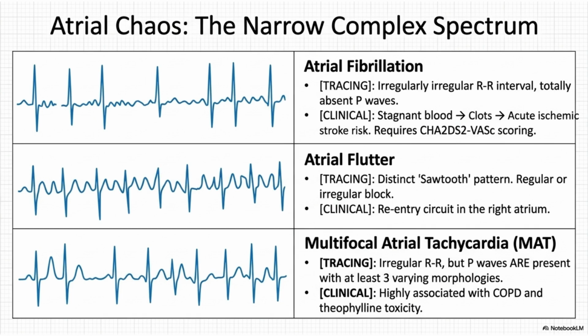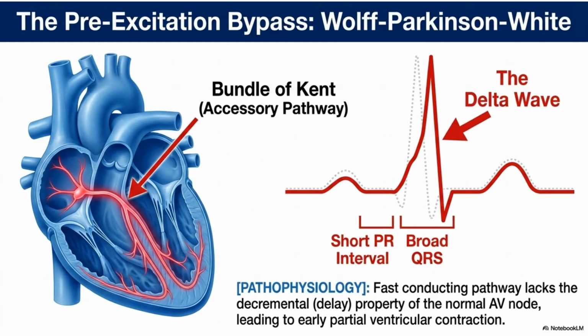Atrial flutter features a distinct sawtooth pattern caused by a macro reentrant circuit, typically in the right atrium. MAT, multifocal atrial tachycardia, an irregular rhythm where P waves are present but show at least 3 different shapes, frequently seen in patients with COPD or theophylline toxicity.